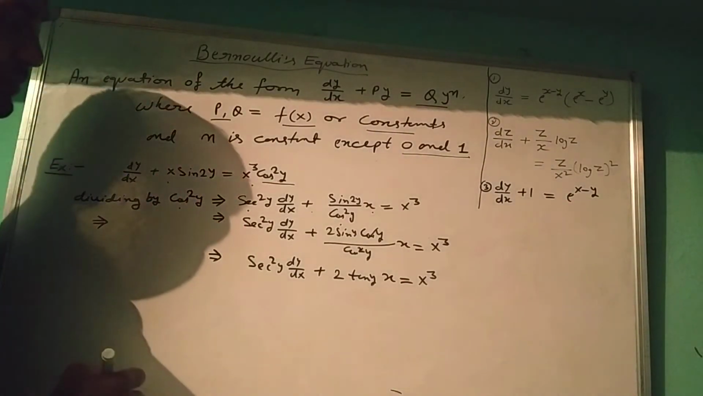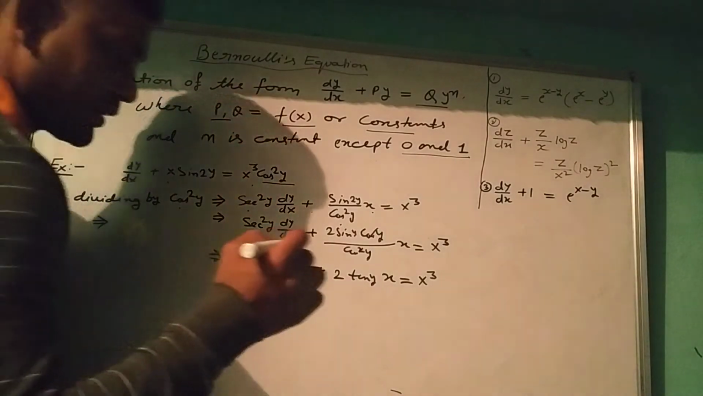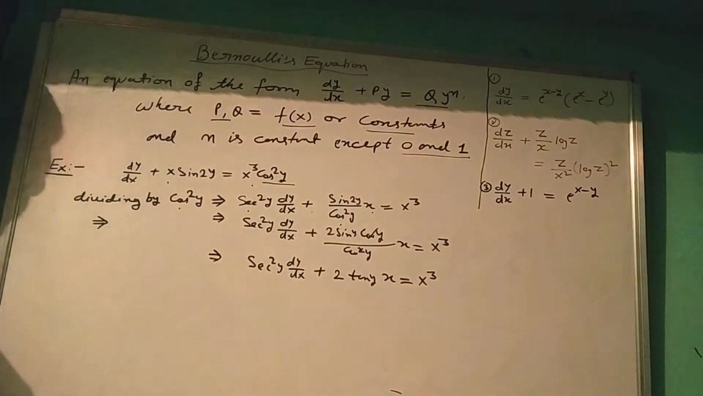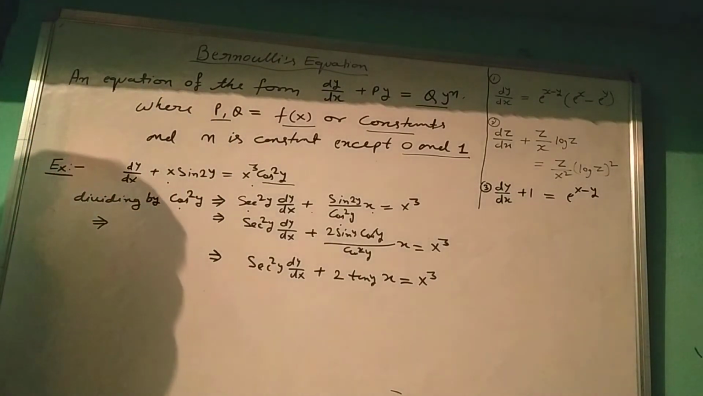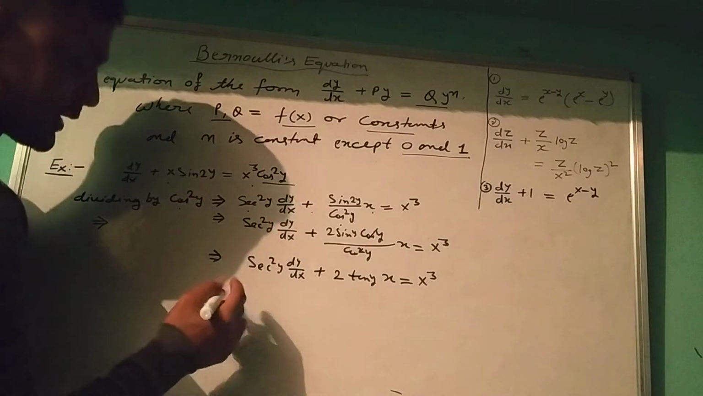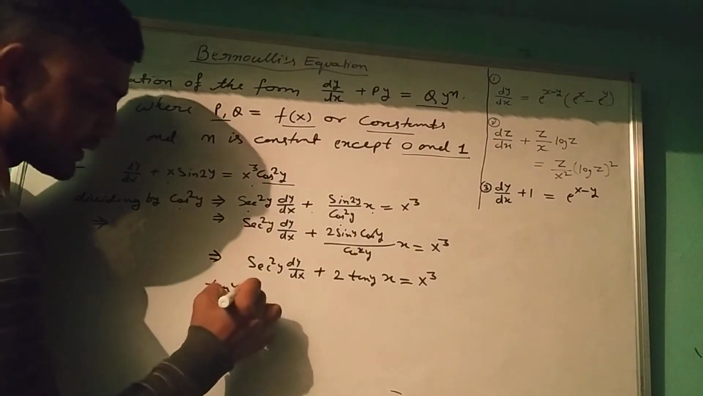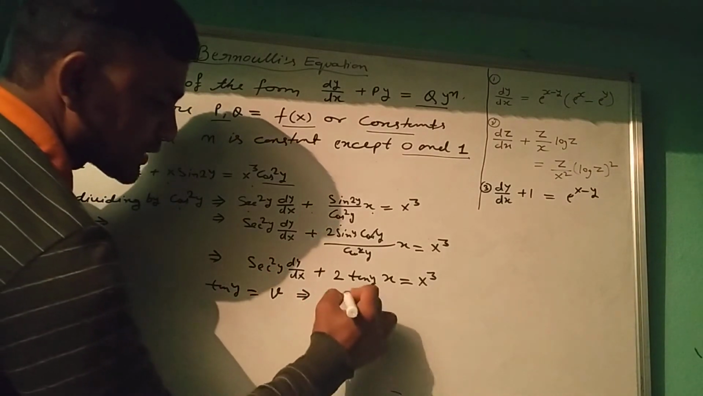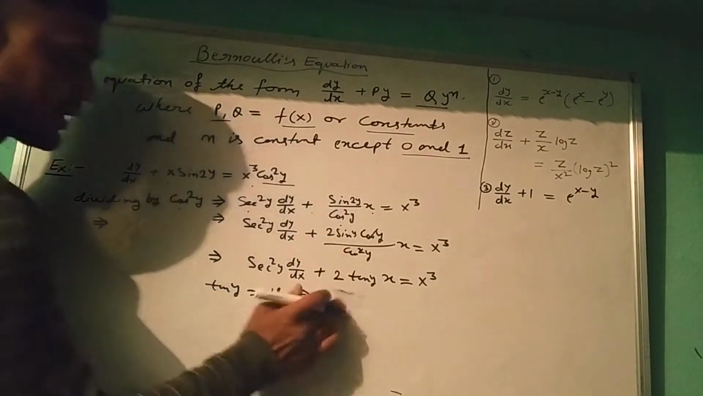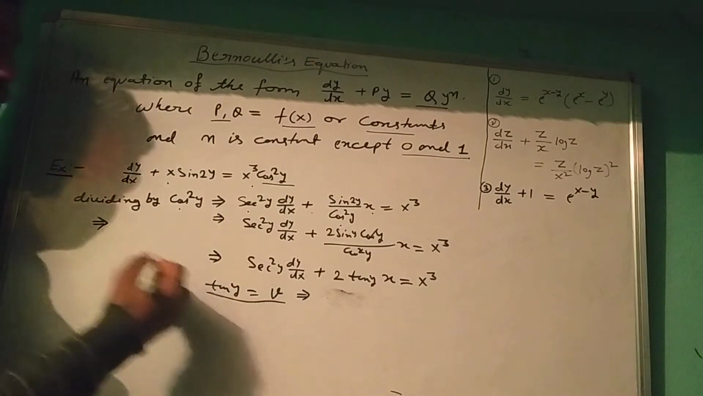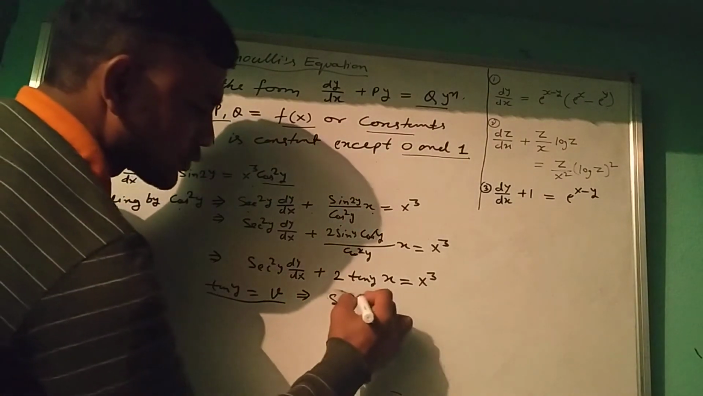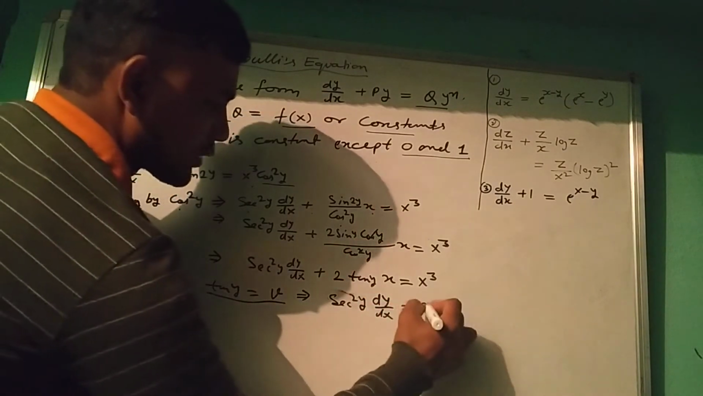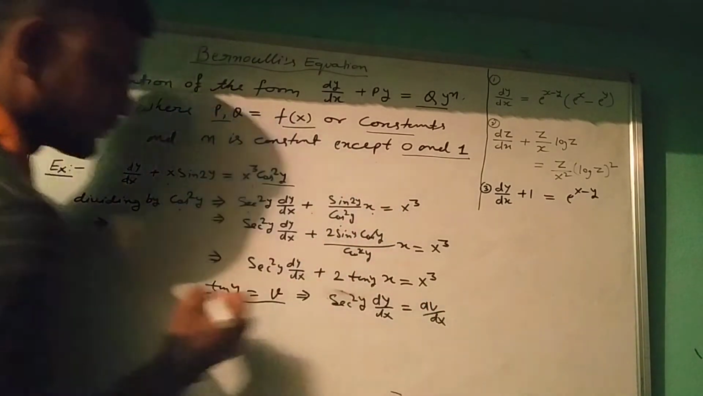Now, for converting this equation into a linear differential equation, let us take tan y equal to v. Then its derivative is sec^2 y. When we differentiate this with respect to x, sec^2 y dy/dx equal to dv/dx.